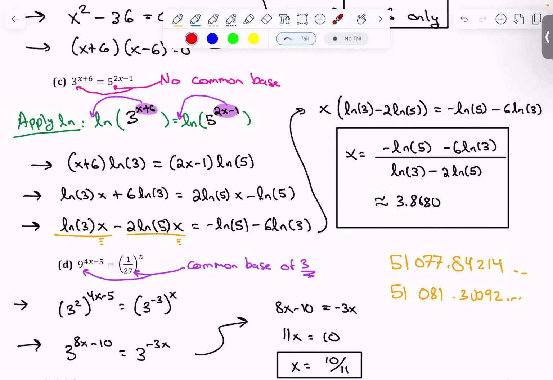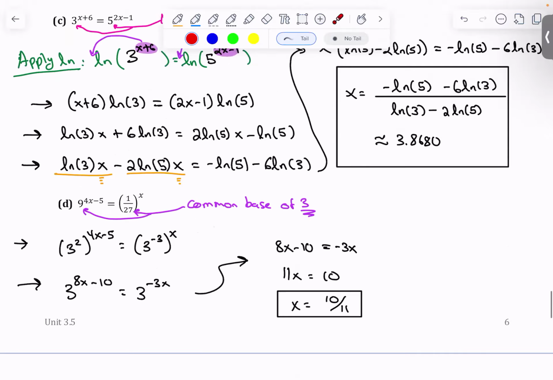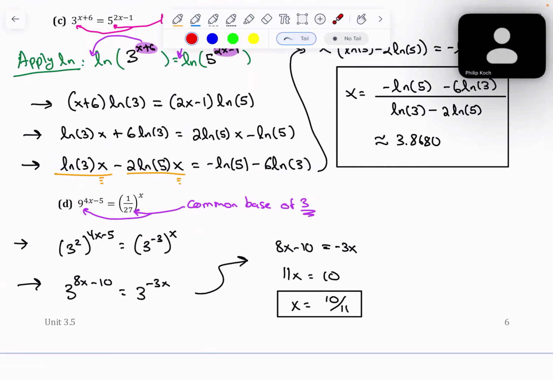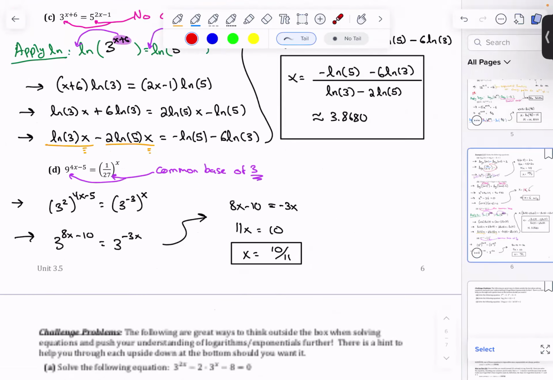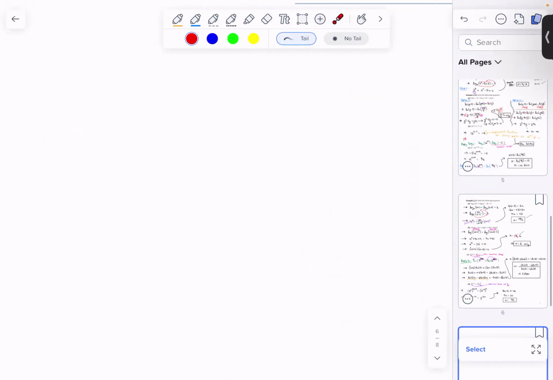Either way. Last one, we have 9 to the 4x minus 5 equals 1/27th to the x. They have a common base of 3. That's what I noticed. However, you can still get by without doing that, and I'll add a page and show that, just in case this was on the exam and you didn't see it at first. But we'll first go over the fast way, and then we'll go over the long way.